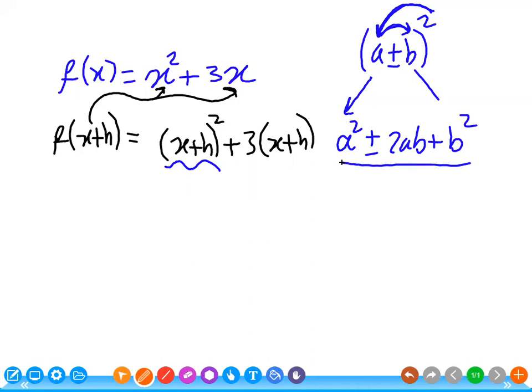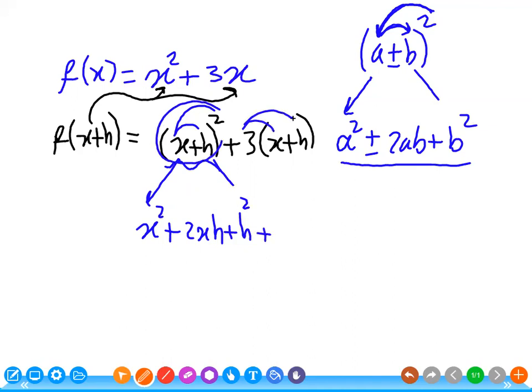Now we will apply the same rule here. Square first, you will have x squared. We have plus 2 times x is 2x, times h is 2xh. Then square second, h squared. Or you can just multiply this binomial by itself. Plus, now we distribute this one, we simplify. 3x plus 3h. Now, this is f of x plus h.